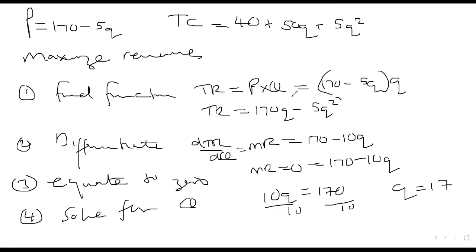So remember, this was our total revenue function. Suppose they asked us to maximize profit instead. We use the same procedure. Step 1, find the function. What is the formula for profit?